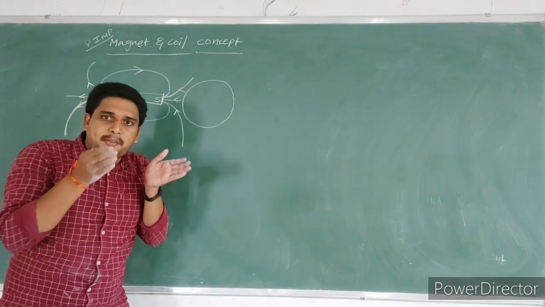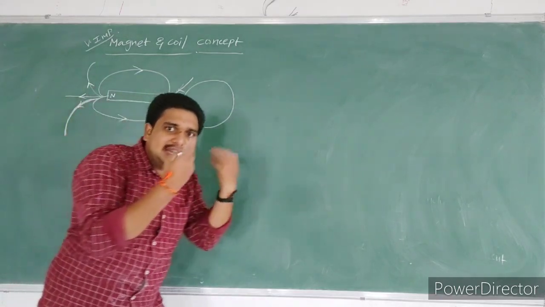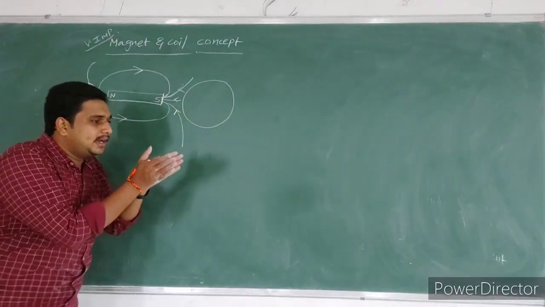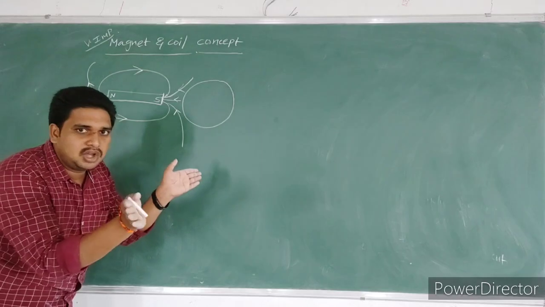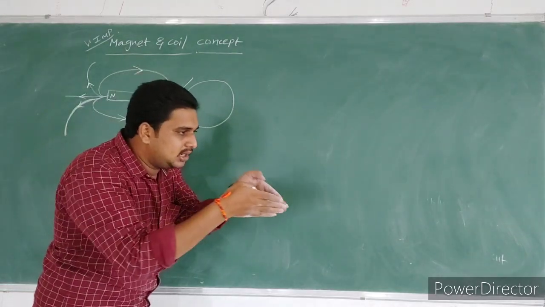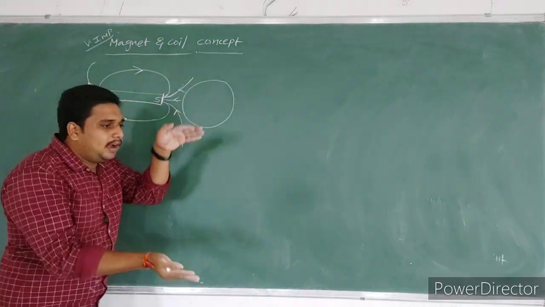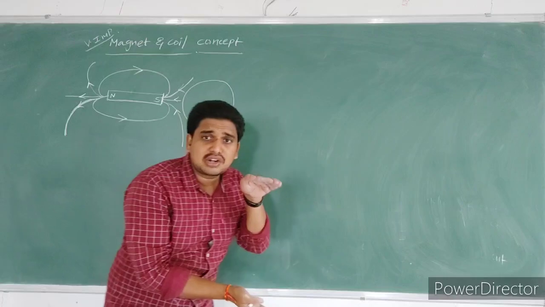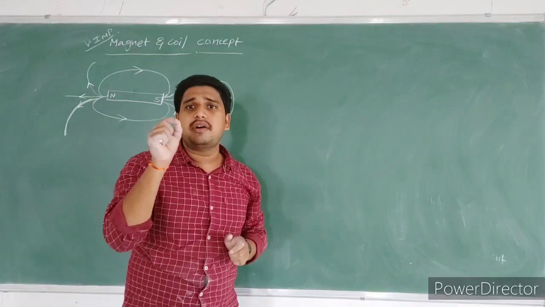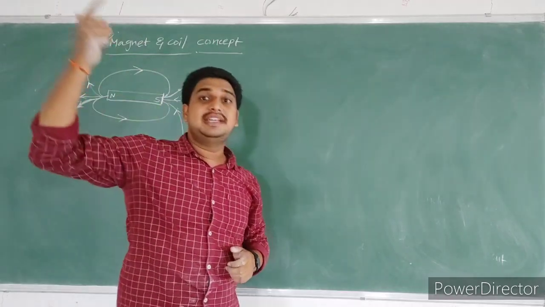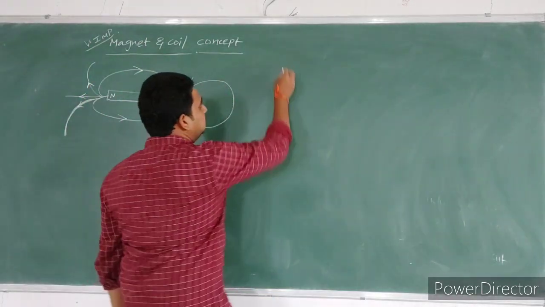That means the strength of the magnetic field increases. Did you get my point? Initially the magnetic field lines are far away. Once they enter into this coil, the magnetic field lines are closer. Whenever magnetic field lines are closer, the strength of the magnetic field is high. The strength of the magnetic field increases. You know that point.